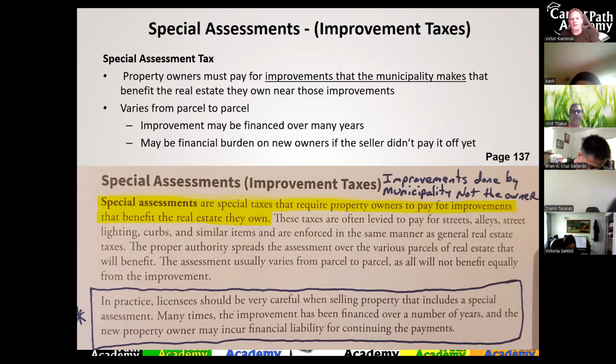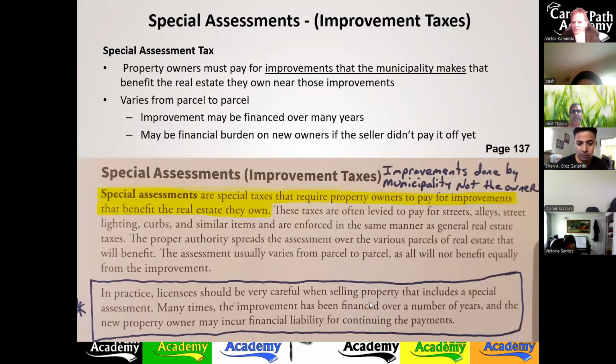Okay, so once again, in practice, licensees should be very careful when selling property that includes a special assessment. Many times the improvement has been financed over a number of years. That special assessment tax that was imposed has been financed over a period of years. And the new property owner may incur financial liability for continuing the payments if the previous owner didn't pay them all.